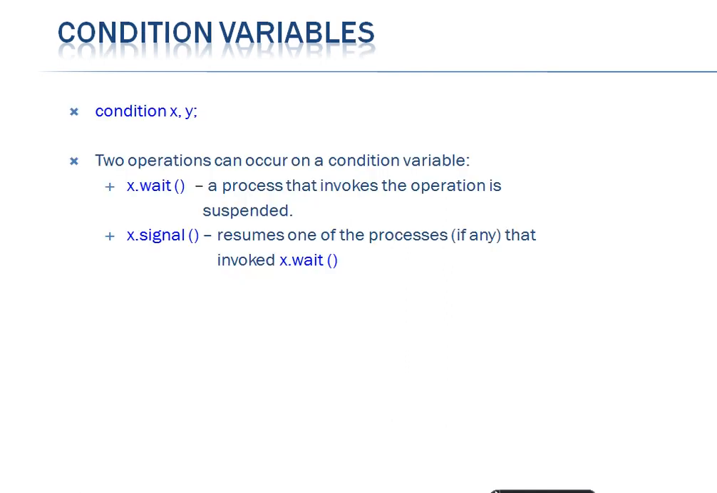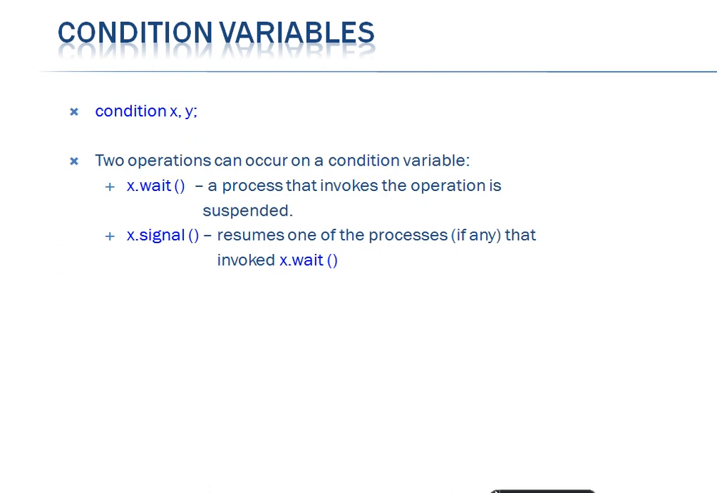Now to make use of monitors we have condition variables. For the time being, let us assume x and y are the condition variables. That is, the variables that are being shared, we are calling them condition variables again. And the two operations that can occur on this condition variable are the wait operation and the signal operation. So if it is x dot wait operation, this means that the process which has invoked this operation will be suspended. The process that invokes the wait function will be suspended.